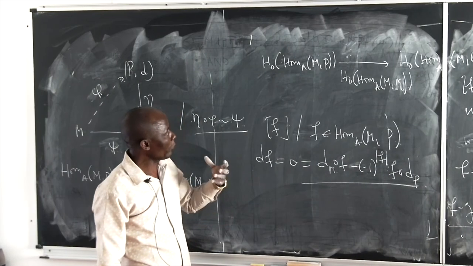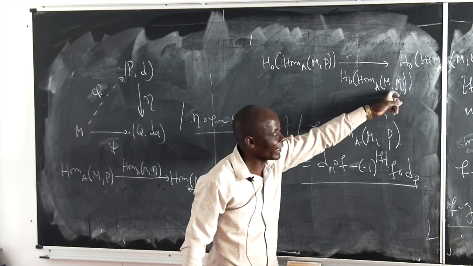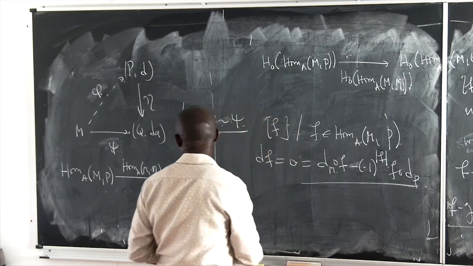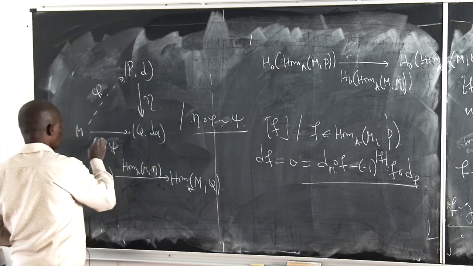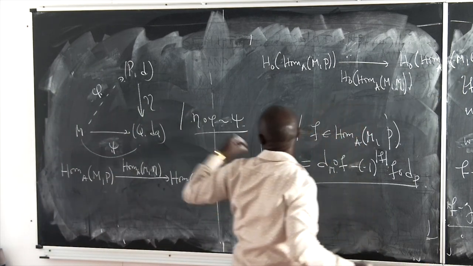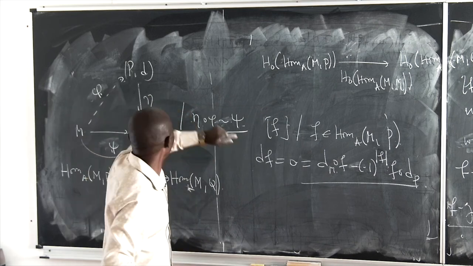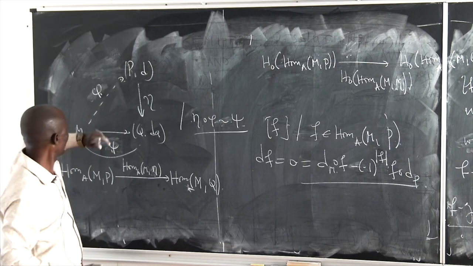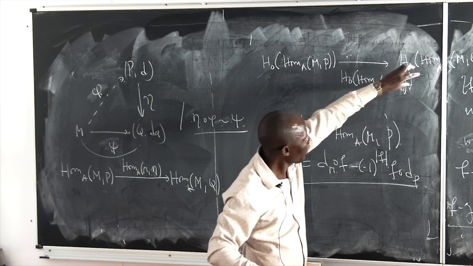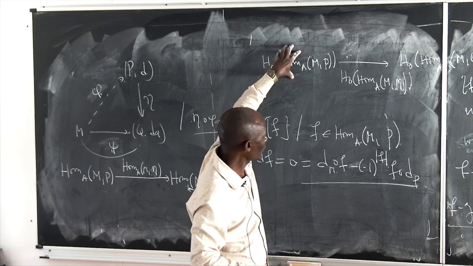So what I'm trying to show here is that this map here is an isomorphism, and this map belongs to this one. This one is the P which has been given. So we are looking for this one. Since this map is an isomorphism, for any map here, we can find a map here satisfying the condition.